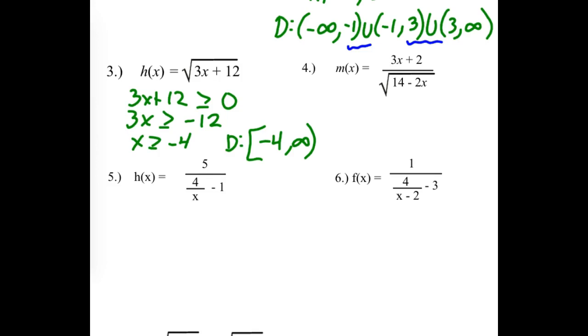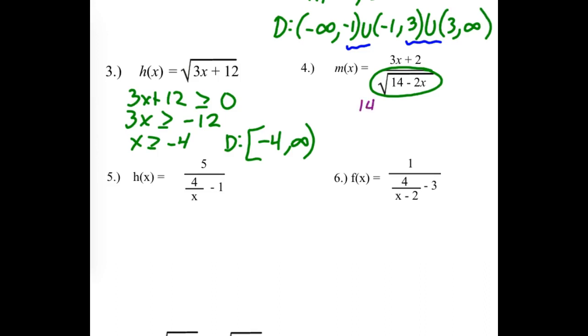Question 4, now we've combined both issues. We have a denominator, and inside that denominator is a square root. So if I didn't have this top part, the 3x plus 2, if I just had this, I would say that 14 minus 2x can't be negative, right? But because it's in the denominator position now, it also can't be 0. So for this particular question, 14 minus 2x now has to strictly be greater than 0. It can't be equal to it anymore.